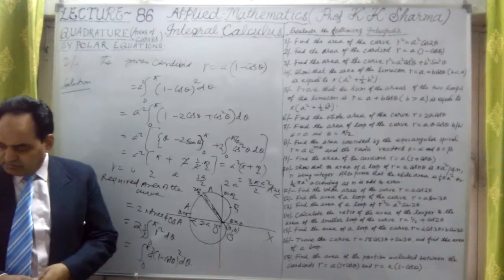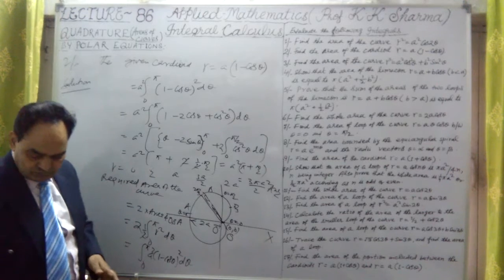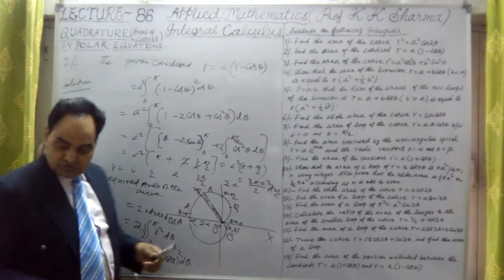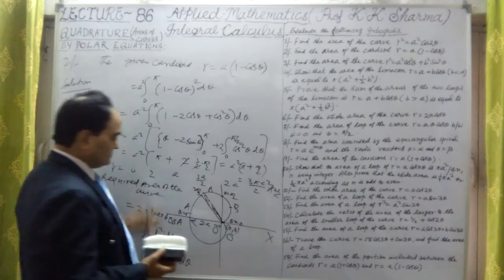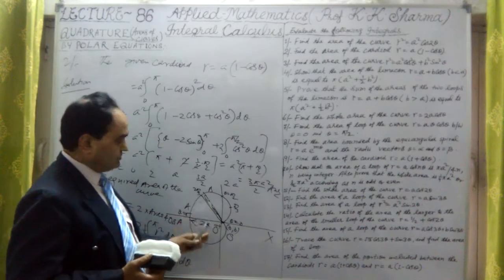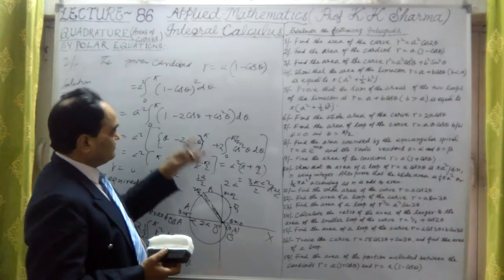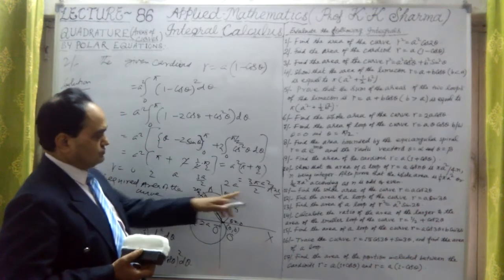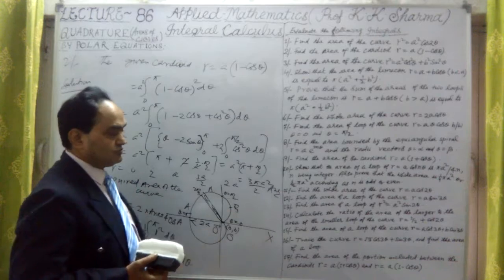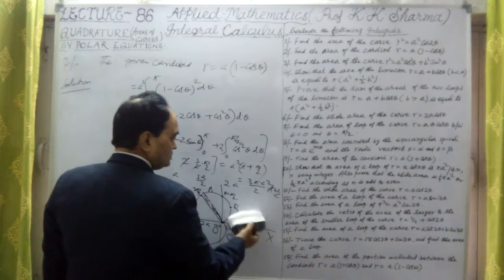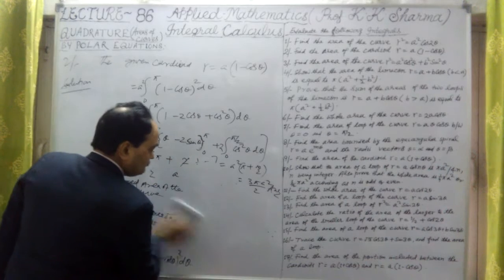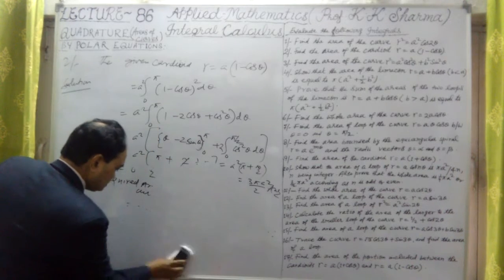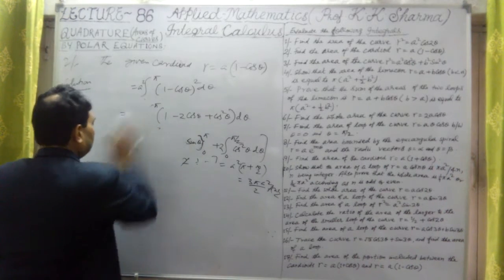Next, let me take the question number. Let me change the marker. Question number now, third one. Okay, so this is the cardioid which we draw here. First we draw and then find out the area. So this is 3 pi by 2, 3 pi by 2 a square, 3 by 2 into pi a square, or 3 pi a square upon 2. That's the answer. Question number second we are done.